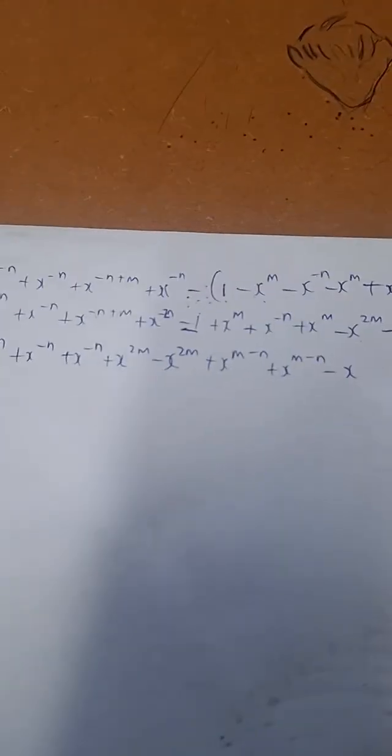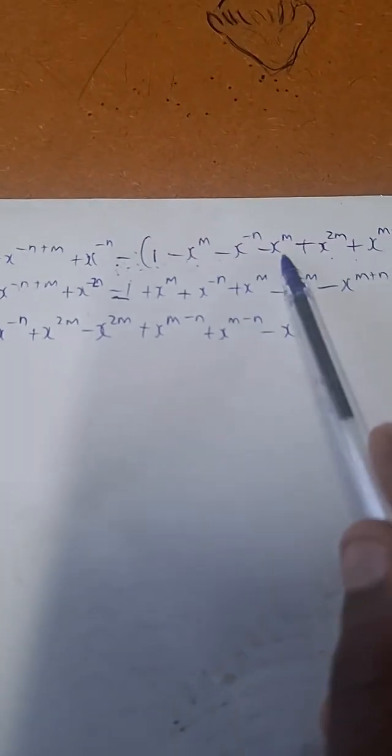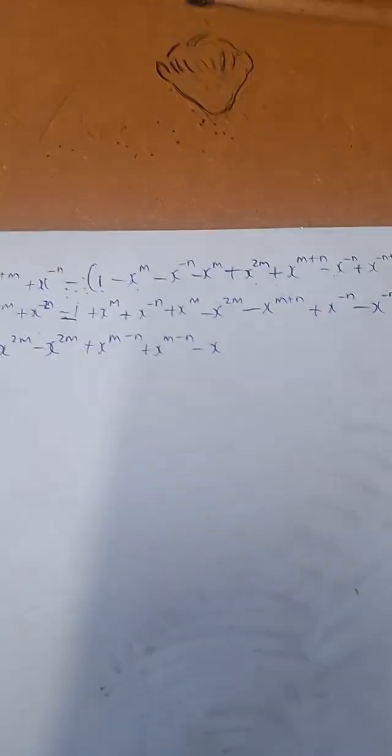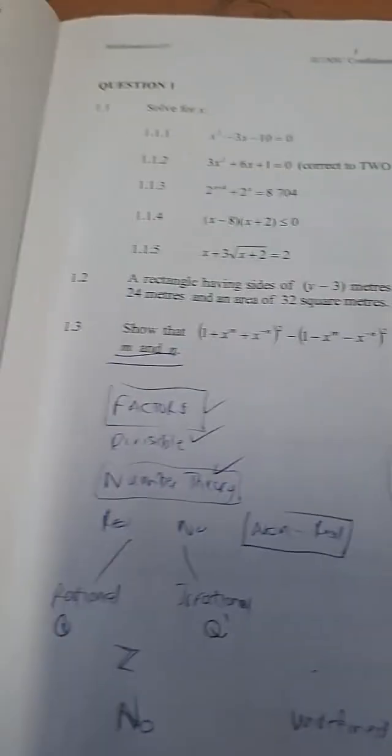No. Ooh, let's check this out. What happened here? Negative, positive, positive, positive, negative, negative. That was m plus n. Now let's just go back to the actual page so I can check the question out. I just want to check that I wrote it out correctly.